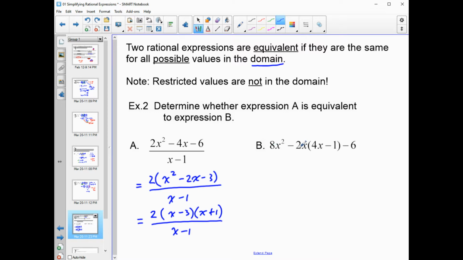So expression B is 8x squared minus 2x times 4x minus 1 minus 6. It's probably pretty clear to you that these can't possibly be equivalent expressions. 8x squared, I'll just leave that on its own in front. Negative 2x times 4x is minus 8x squared, so that's going to go away. Then I have 2x times -1 becomes positive 2x, minus 6, and then I have 8x squared minus 8x squared. So this becomes 2x minus 6. If I were going to compare these together, I would factor out the 2, and that would turn into x minus 3.